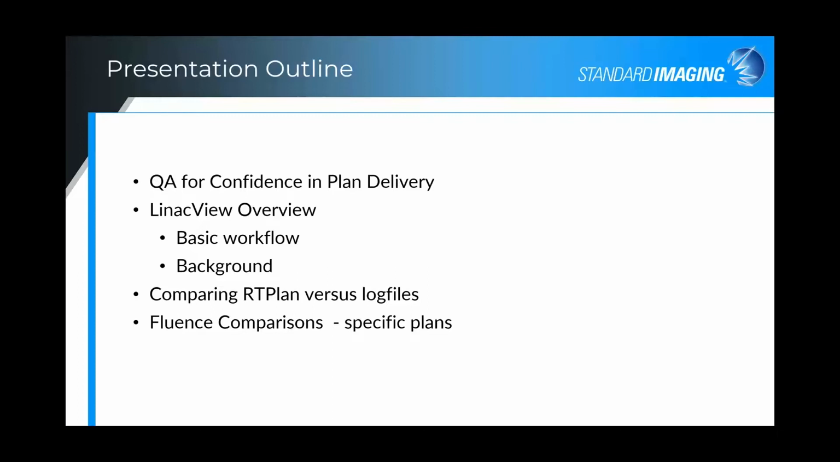I'll overview the basic workflow of Linac View, and I'll provide a bit of background on log files and how and why they are useful in increasing your confidence in plan delivery. I'll go into some detail on log files and control points in plan files. In particular, the fluence comparison is useful when alert criteria for pass-fail are based on gamma calculation criteria. I'll suggest some examples of specific plan fluence analysis.